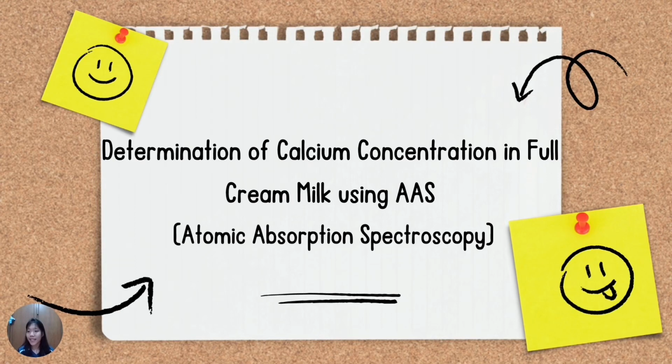Last Tuesday, we visited the laboratory to conduct an experiment aimed at determining the concentration of calcium in Fulcrum milk using AAS, which is atomic absorption spectroscopy. Junyuan, as our leader, assigned specific tasks to me and Li Hui.